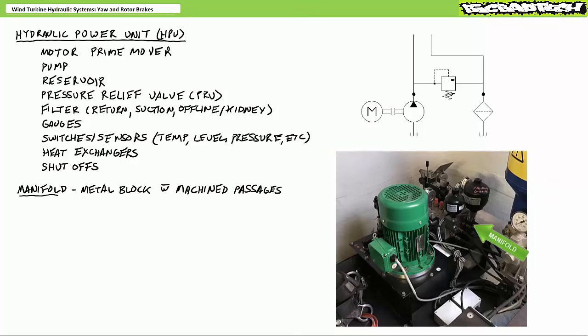This type of design configuration presents several advantages. The manifold is in effect a common circuit free of potential leaks associated with external plumbing, and the cartridge valves are compact and easily removed and replaced.